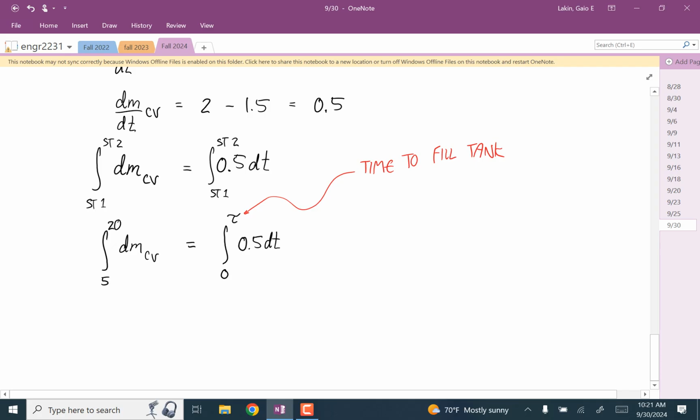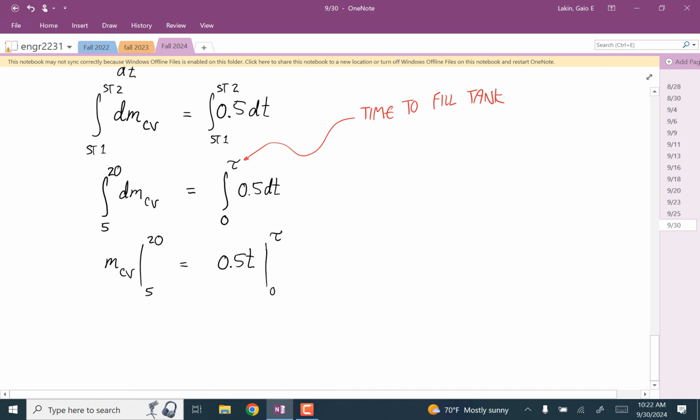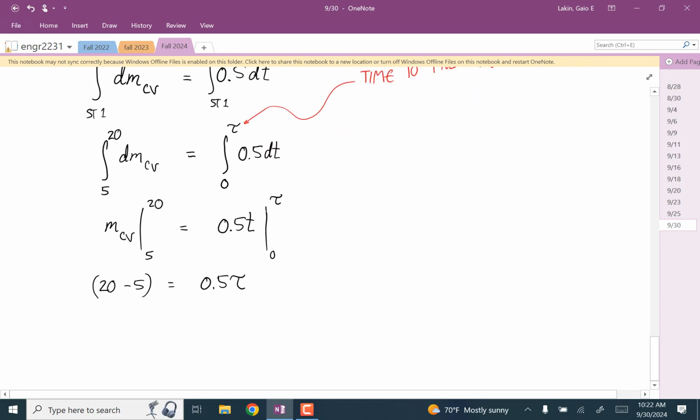And so this says the mass in the CV evaluated from 5 to 20 is equal to 0.5 t evaluated from 0 to tau. And so 20 minus 5 is equal to 0.5 tau. And so tau is equal to 30 seconds. Any questions about that?